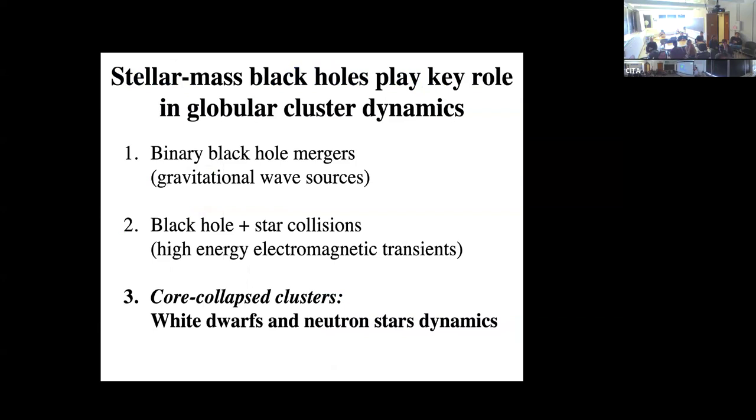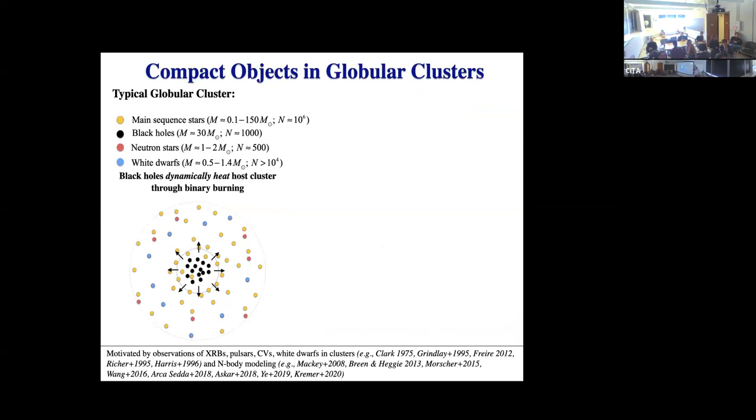Okay, and then the very last thing, last couple minutes here, I want to say at least a couple words about white dwarfs and neutron stars. So again, based on the first part of the talk, we think most globular clusters, which are not core collapse, have very large cores, and probably still have a lot of black holes in their centers, tens, hundreds of black holes in their centers.